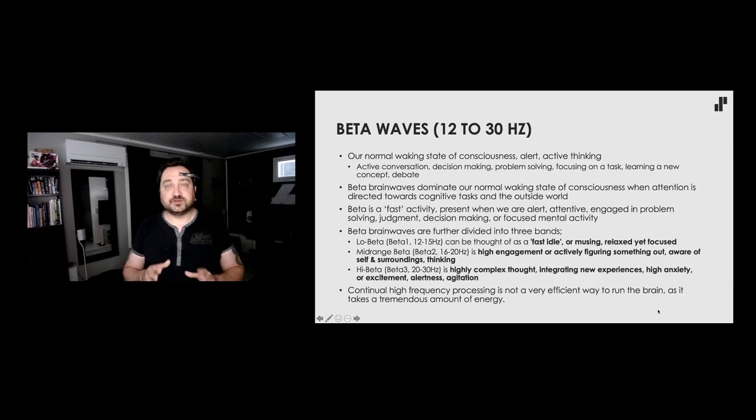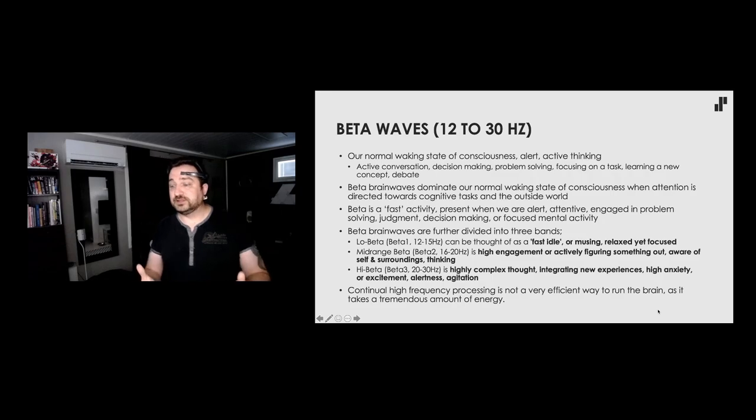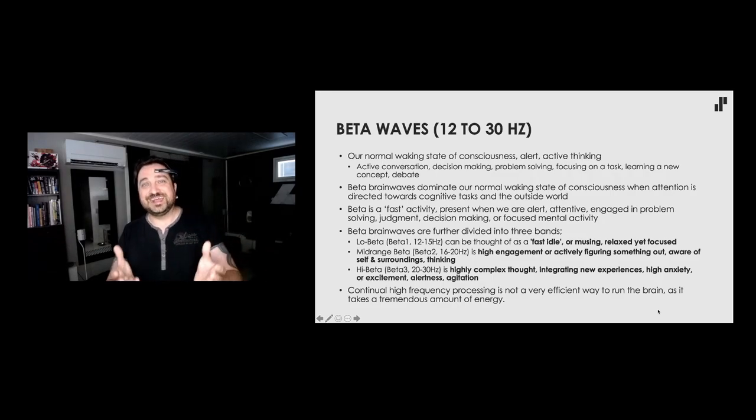Beta, as I said, is your typical kind of working on something. You can separate that into low beta, mid-range, and then high beta to find nuances. But when beta area activates, you will typically be active. So you are in active conversation, decision-making, problem-solving, focusing on a task, learning new concepts, debating, or like I'm doing right now, delivering a presentation. So you have to be present and active. You are using your brain actively.